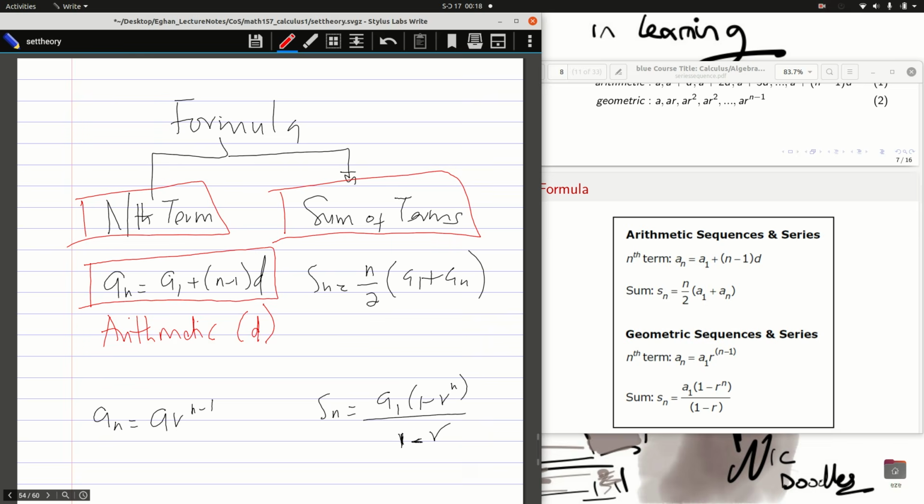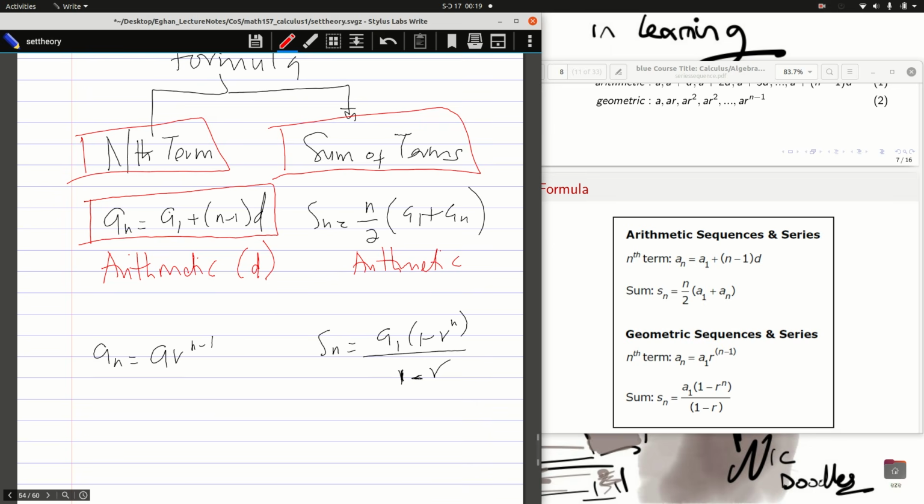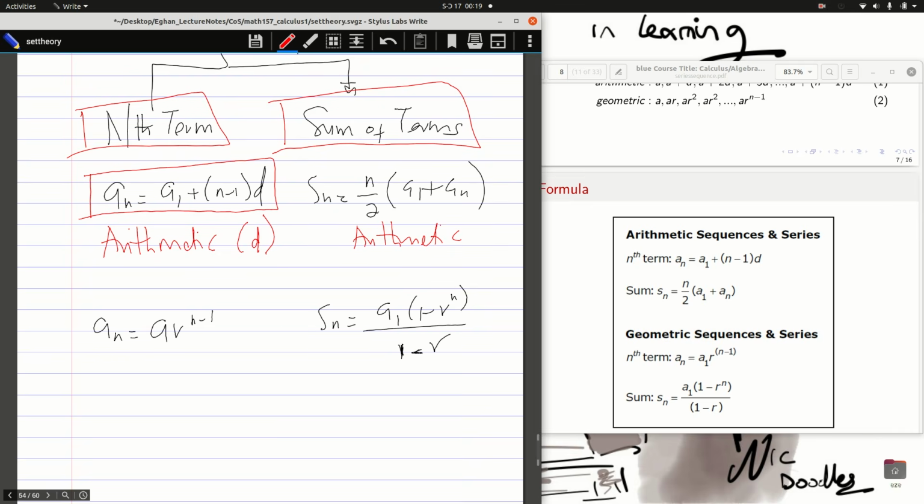We saw the common difference, and so there's a sum of terms for arithmetic as well. It says A1 and then An. In the next formula, we've seen this one already; it was on the geometric. So that is it for the nth term, and if I use this, I'm using the geometric sum of terms.